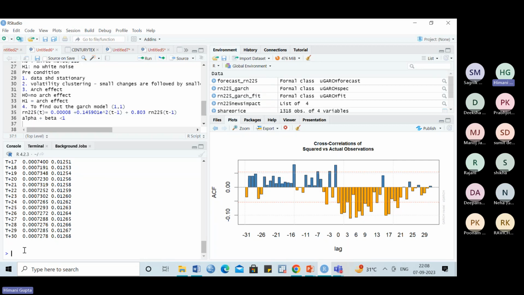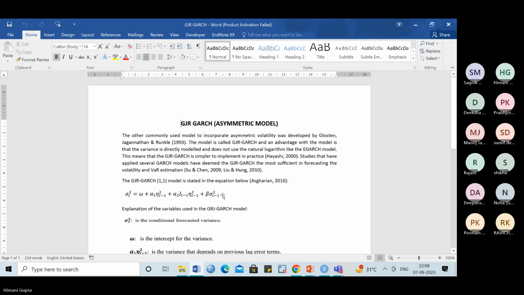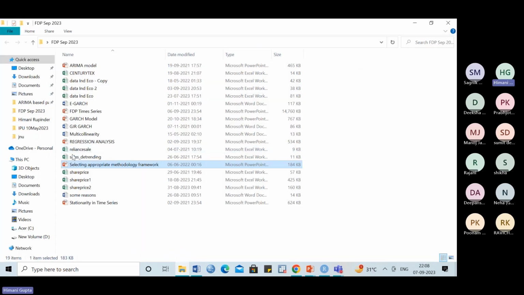Okay. Now, GARCH is clear. Standard GARCH. Can we move to asymmetric GARCH? This was symmetric GARCH. Now, let's move to the asymmetric GARCH. I have to just open my asymmetric.